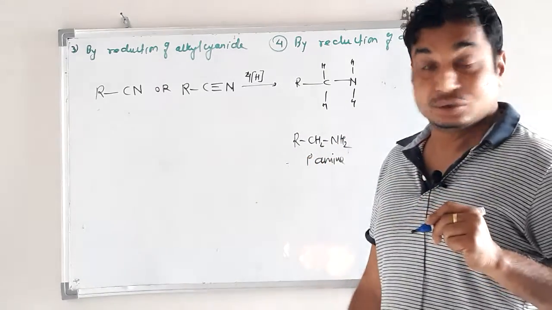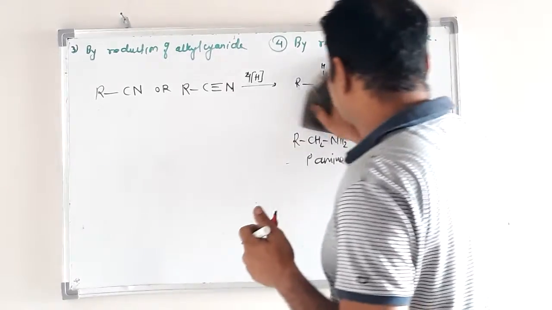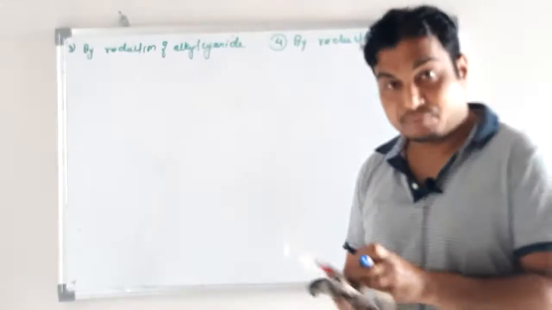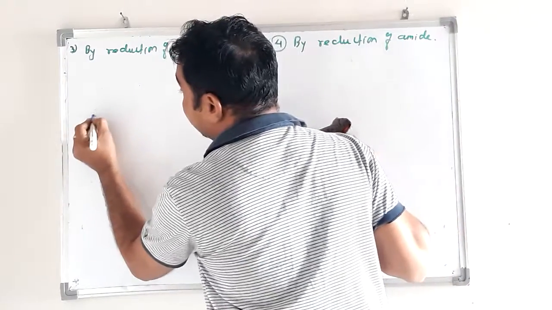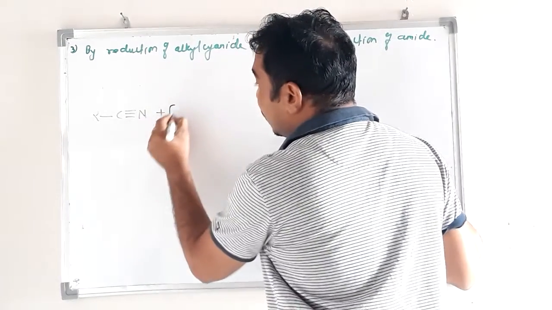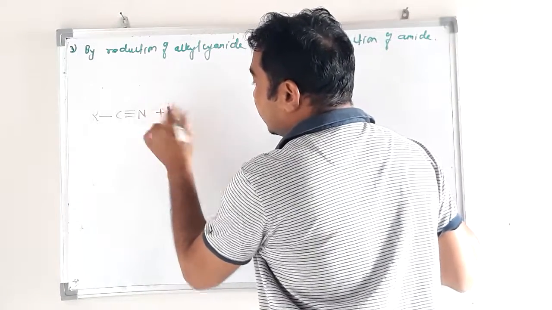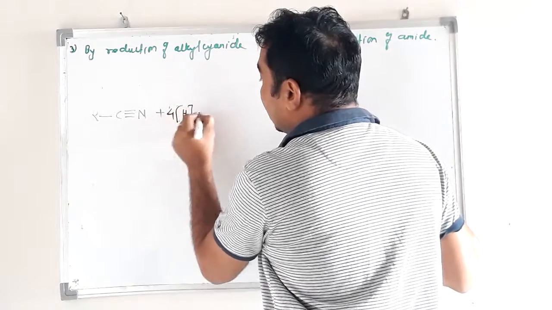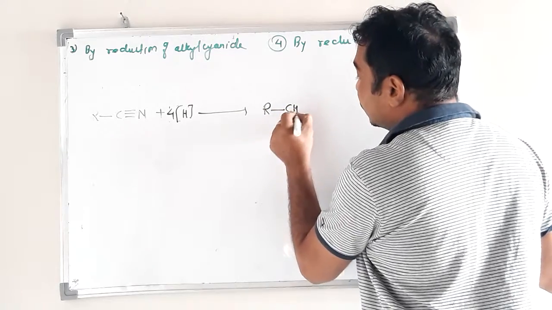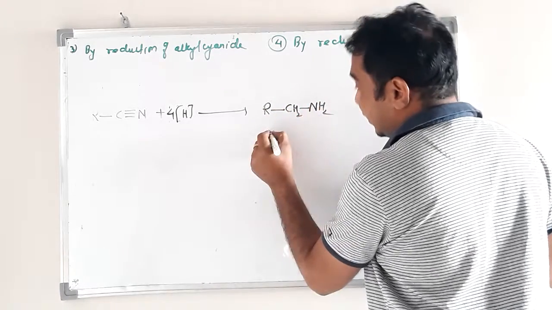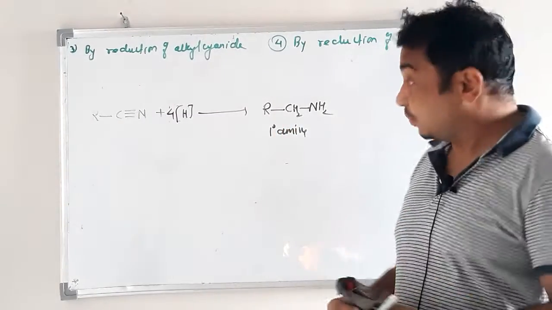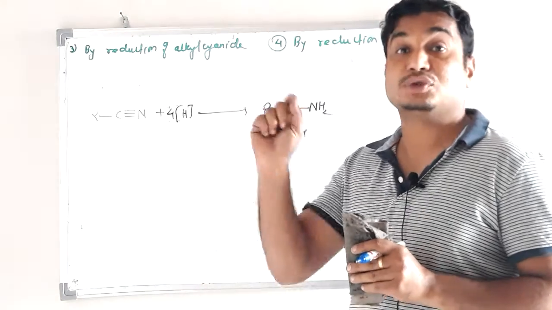This is primary amine. So it means if we perform addition of hydrogen, what is it? Reduction. If we perform reduction of alkyl cyanide, and add 4 free hydrogen across the carbon nitrogen triple bond, then that gets converted into primary amine. That is primary amine, and this is reduction. So to perform this reduction, we have to use a reducing agent.